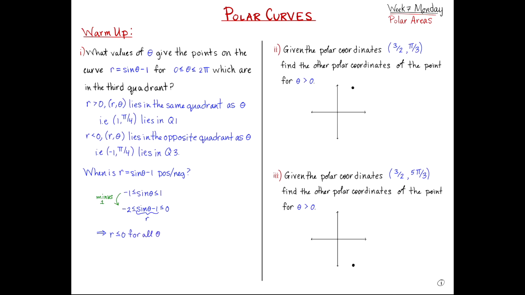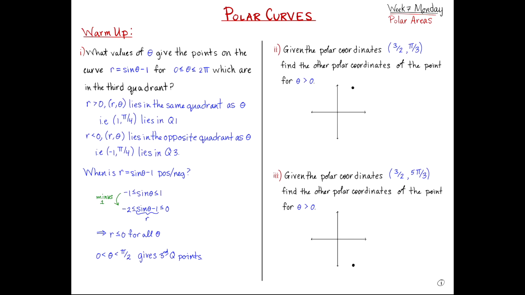That means the values of theta that lie in the third quadrant have to come from the opposite quadrant. Theta between 0 and pi over 2 gives third quadrant points. We know that in polar, we can express any point in 4 different ways.